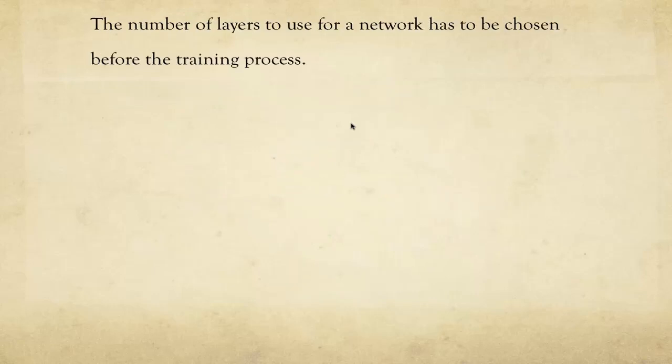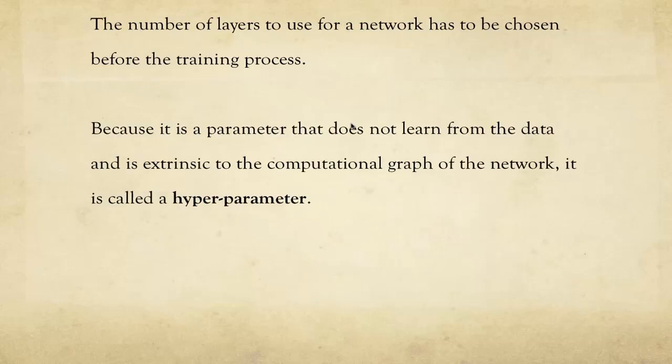And so one of the questions we want to address is how do you know how many layers to use in the network? That's actually something you have to choose before the training process. That's not part of the training data. The training process doesn't learn the number of layers because this is a parameter that does not learn from data, and it's really not part of the computational graph of the neural network that we drew earlier. So this is called a hyperparameter.